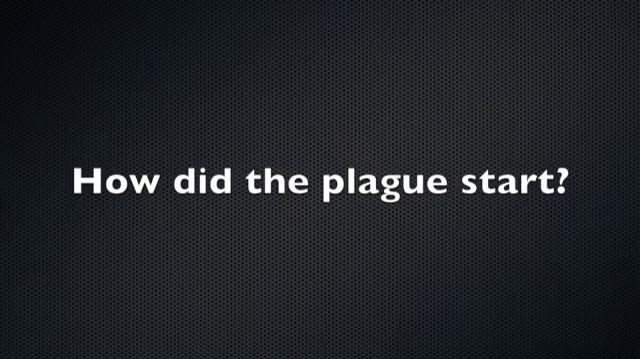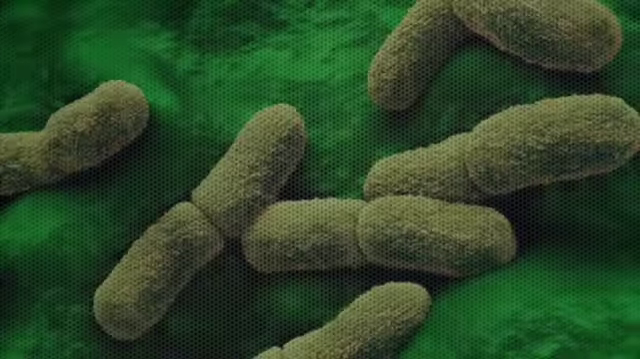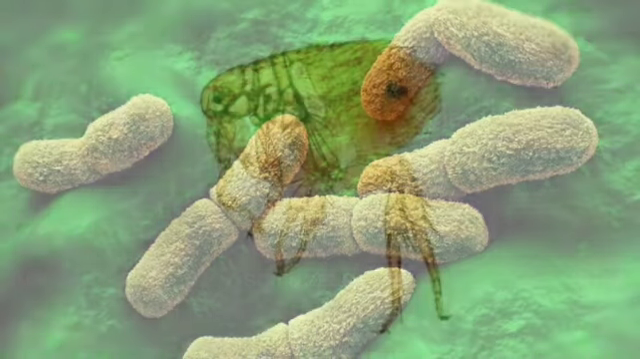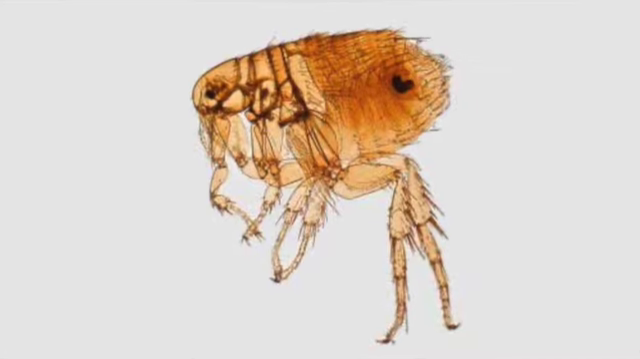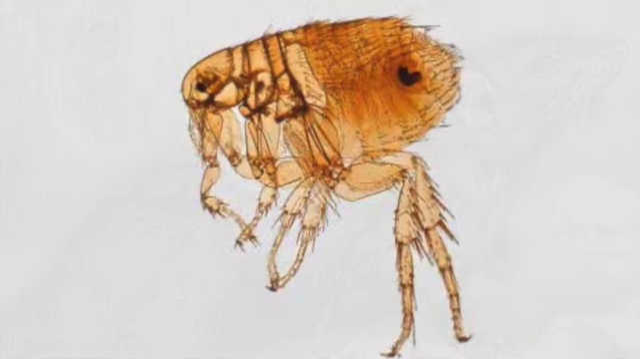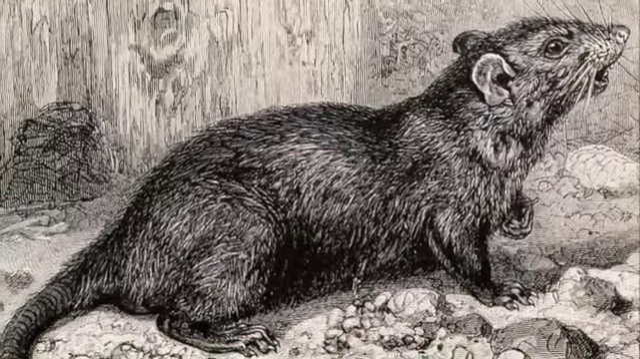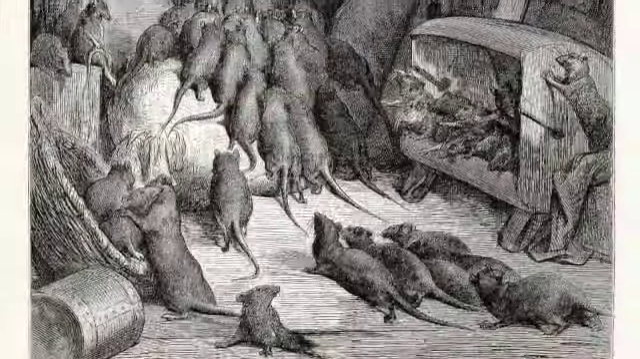How did the plague start? The plague was caused by a bacterium called Yersinia pestis. The disease was likely transmitted to humans by the bites of infected fleas or rats. It just so happens that during the Middle Ages, rats basically coexisted with humans.